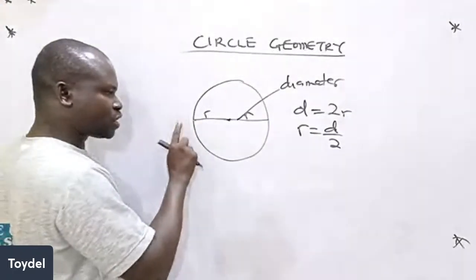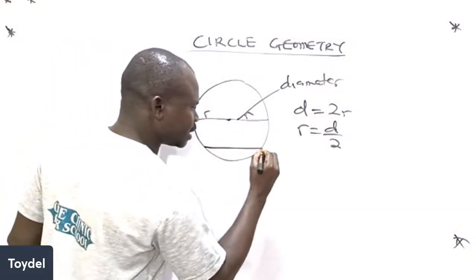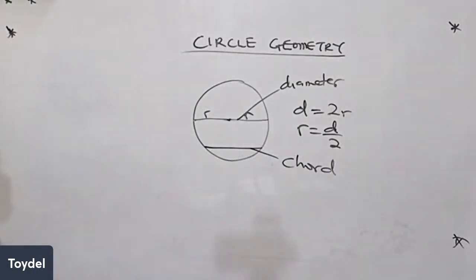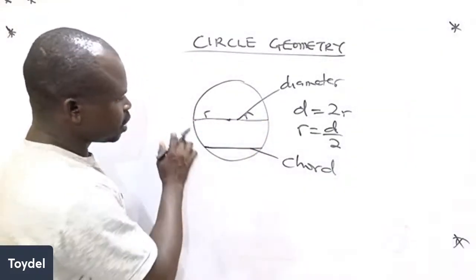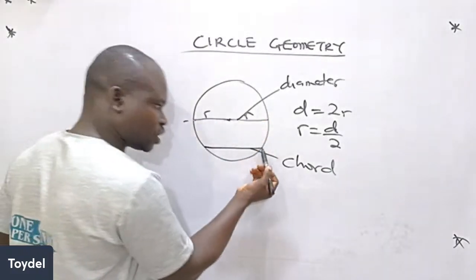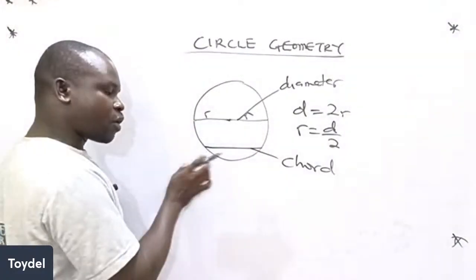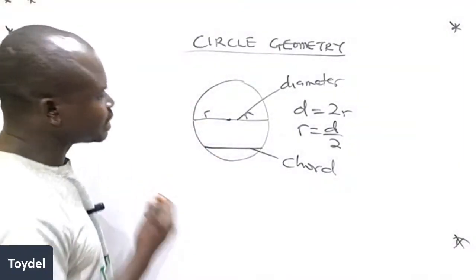Okay, so we can also have another straight line that touches 2 points on the circumference, but that straight line does not pass through the center. Then that straight line is called chord. So we can say that a diameter is a chord, but a chord is not a diameter. Please let's get it right. A diameter touches the 2 points on the circumference and passes through the center, but the chord does not pass through the center.